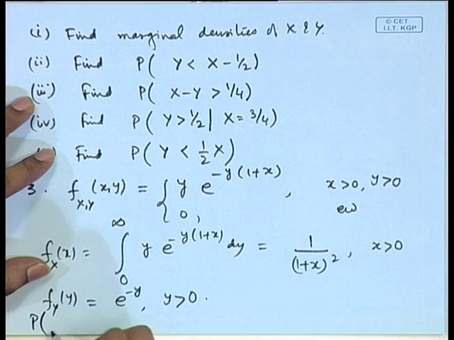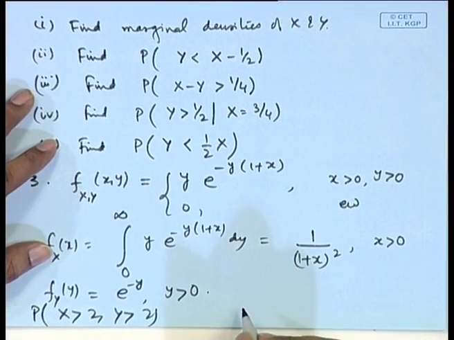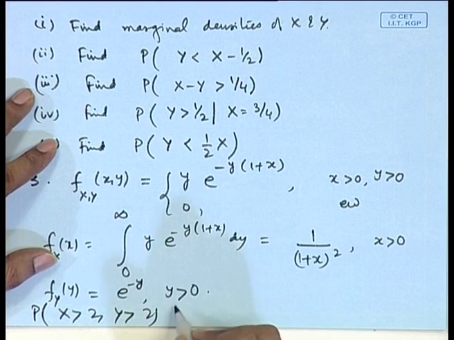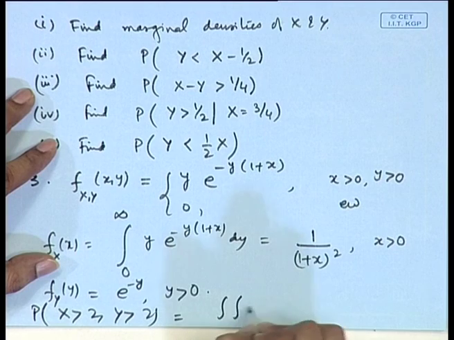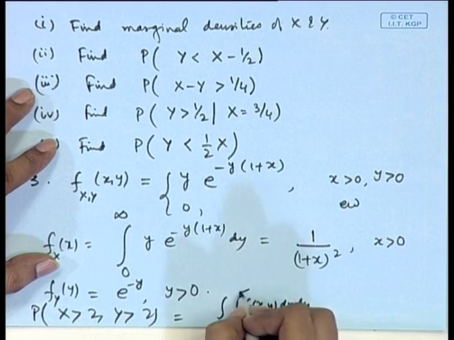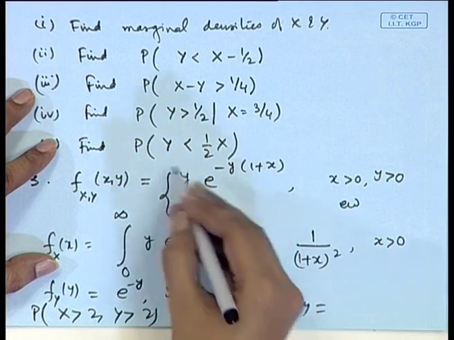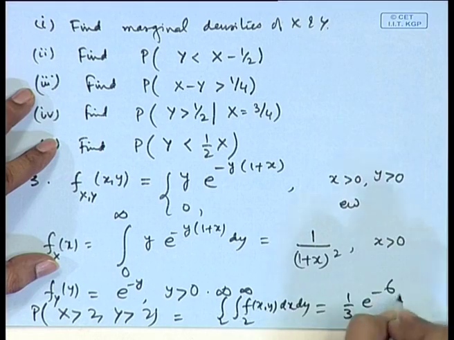Suppose I say find probability x greater than 2, y greater than 2. So, it will be obtained by integrating the joint density from 2 to infinity. So, after integration of this term we get 1/3 e to the power minus 6.